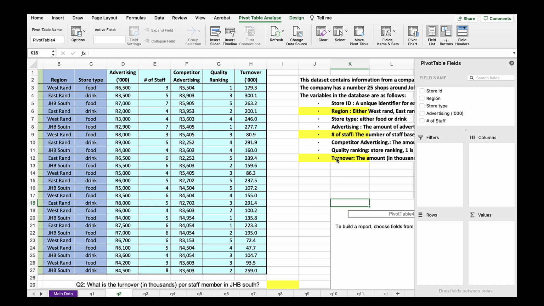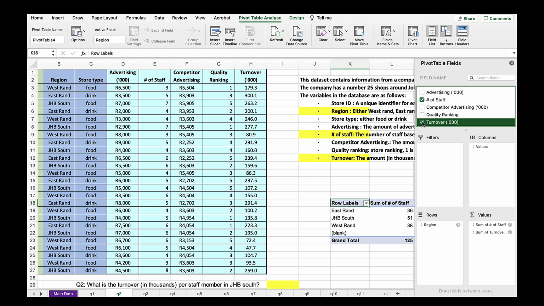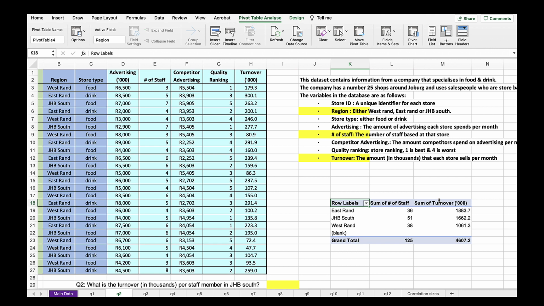Then it goes over here. I'm going to highlight those 3 things in yellow. Region, or tick them. Staff number and turnover. It is now giving me some of that information. It's giving me the region and the sum of staff number and the sum of turnover. If I close the pivot table, let's have a look at what it's giving me. It's giving me the number of staff members. It's giving me this number of the amount of turnover, the total of the turnover.